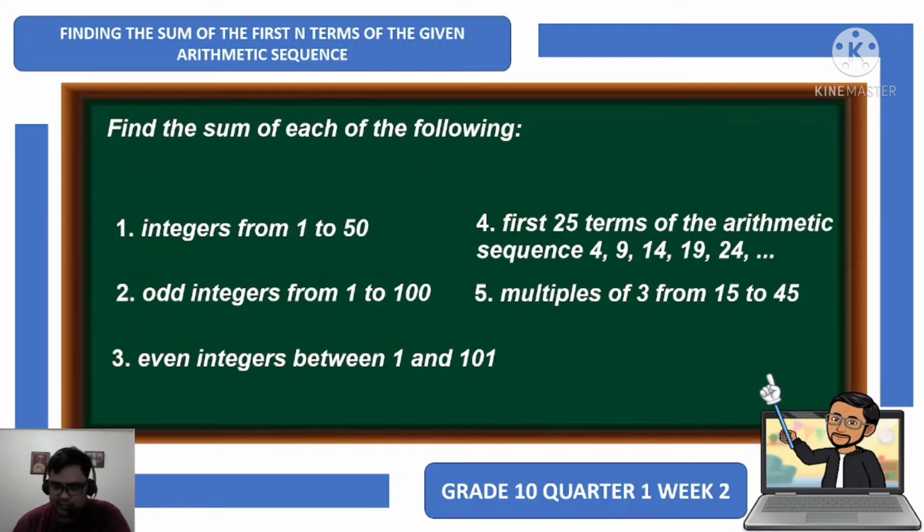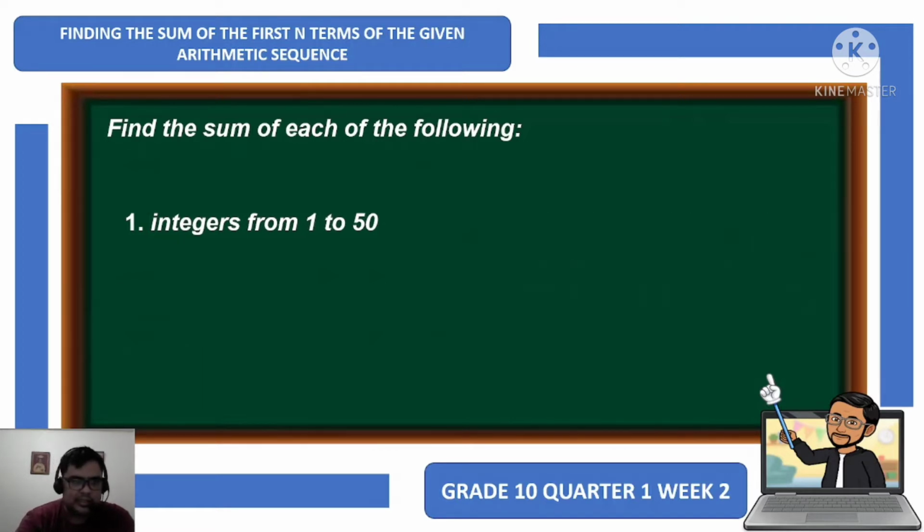So we have this problem. Find the sum of each of the following. Number 1, integers from 1 to 50. Number 2, odd integers from 1 to 100. Number 3, even integers between 1 and 101. Number 4, first 25 terms of the arithmetic sequence 4, 9, 14, 19, 24. Then 5, multiples of 3 from 15 to 45.